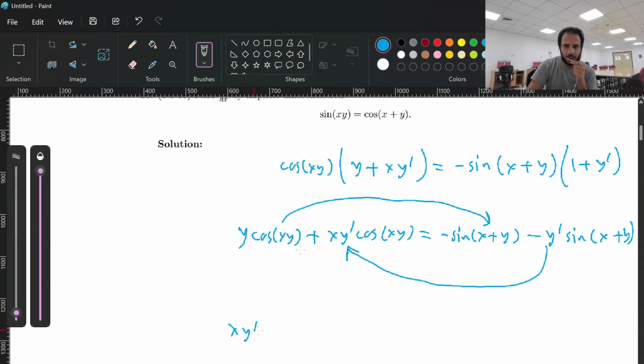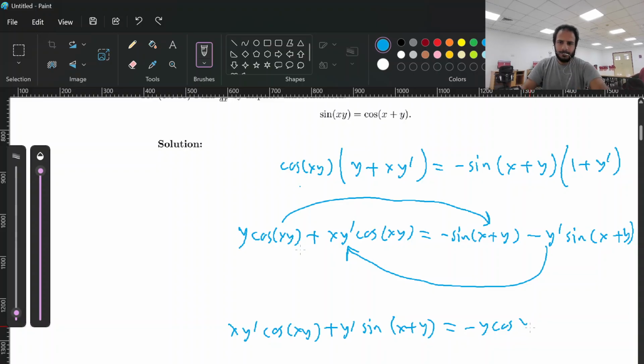xy prime cosine xy, then plus y prime sine of x plus y equals minus y cosine xy minus sine of x plus y.